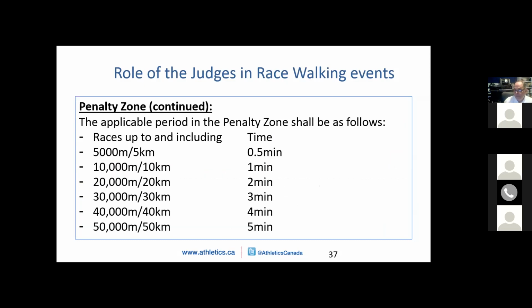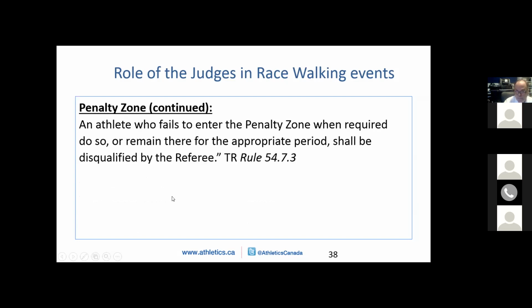Now here's the time that you spend in a penalty zone. It's on average a minute for every 10K. If you have a 6 kilometer race, then that doesn't apply. This is the one that applies: up to 5,000 meters, half a minute. But if you have a 6 or 8 kilometer race, then you'll have to have one full minute of penalty. Or if you have a 25-kilometer race, you're going to apply 3 minutes.